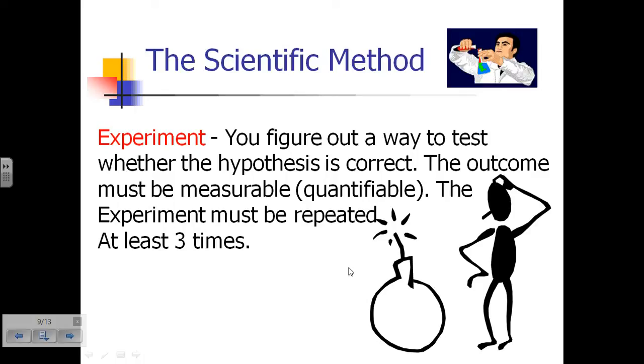In the experiment step, you figure out a way to test whether your hypothesis is correct. The outcome must be measurable, meaning there should be some type of number that goes with that. The experiment needs to be repeated at least 3 times because you don't want your results to be a fluke. You want to confirm that what you're finding is indeed the case. And so that is why it's important that when you do your experiment, you try to repeat that experiment to make sure that it is going the way that you want and you are getting consistent results.